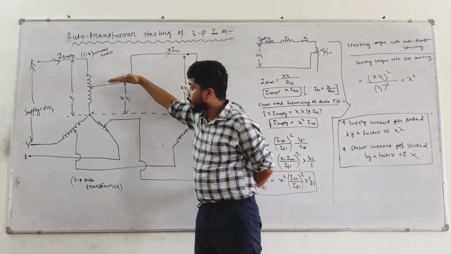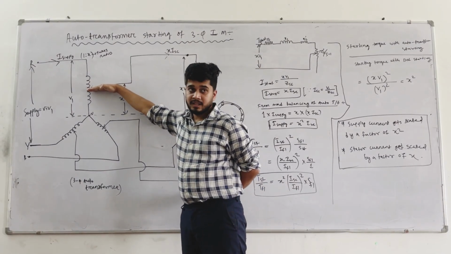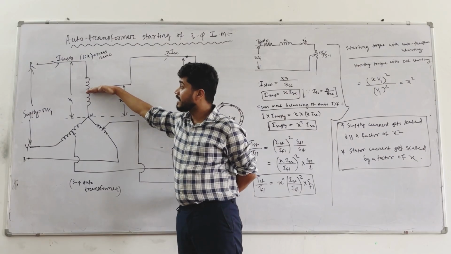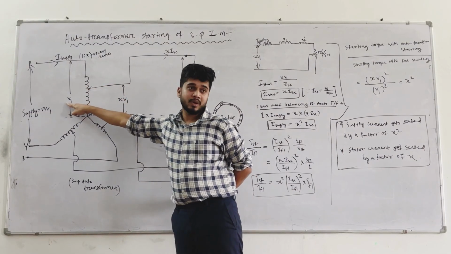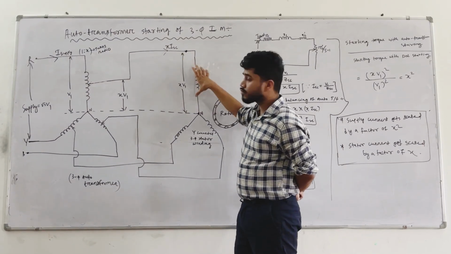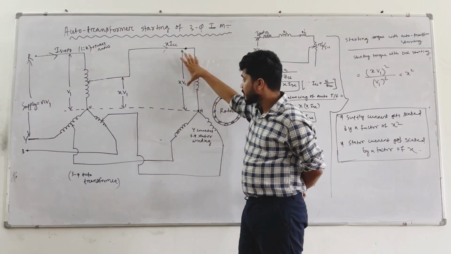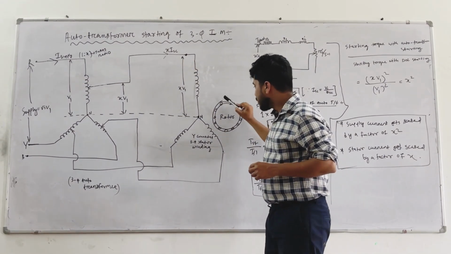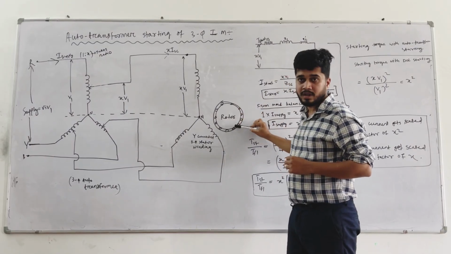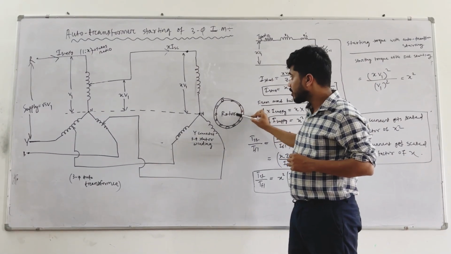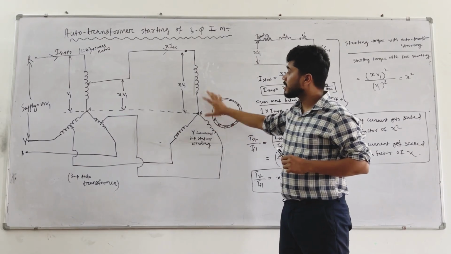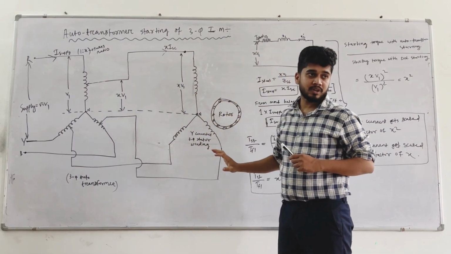So if this pointer is in the middle, then what is the value of x? 0.5. That 0.5 is multiplied with V1. That voltage appears after this winding. So this is my xV1. Okay, this is my squirrel cage rotor. Now, can I draw the equivalent circuit of this three phase induction motor?